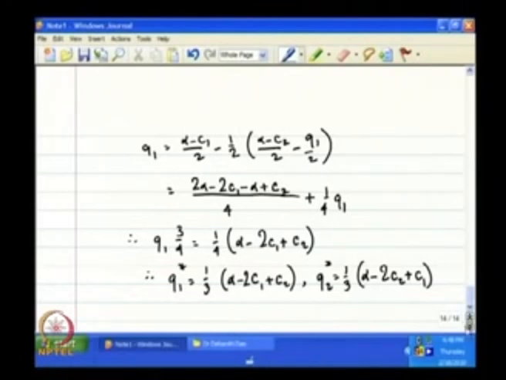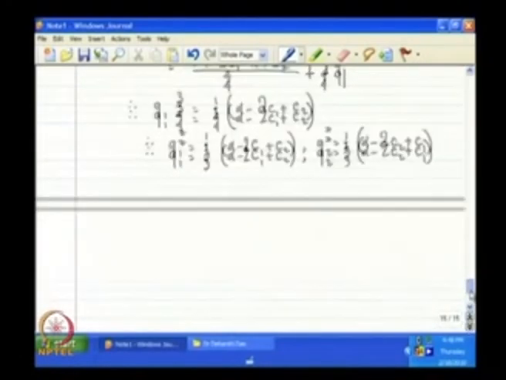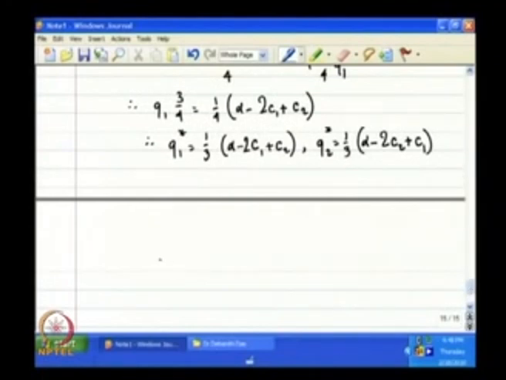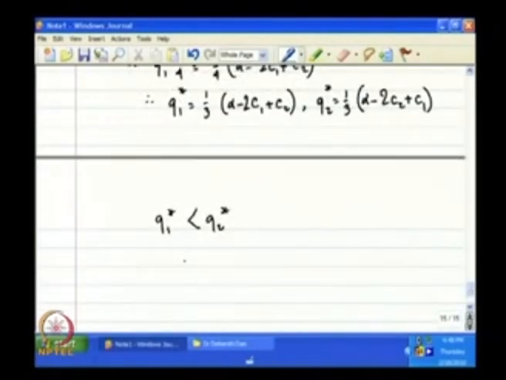From this, can I say that Q1 star is less than Q2 star? Well, we can say that. Why? Because we know that C2 is less than C1, which means minus C2 is greater than minus C1, which means minus 2C2 is going to be greater than minus 2C1.